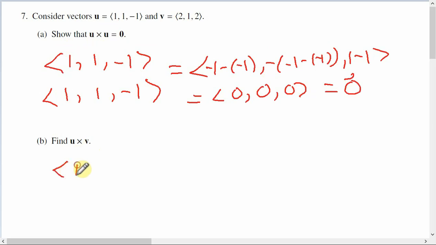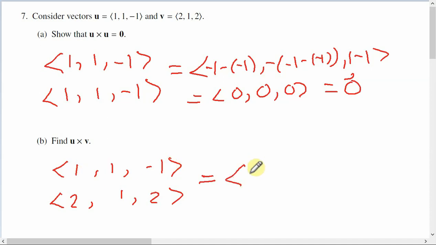Well, do it again. 1, 1, minus 1. This time we got 2, 1, 2. And it is important that you write the u on the top, v on the bottom, otherwise you get the wrong sign. But if I take this cross product, covering up the first two, I get 2 minus a minus 1. That's going to be 3. Covering up the middle, I get 2 minus a negative 2, so that's actually 2 plus 2, but remember the middle one's negative. Then covering up the last two, I get 1 minus 2, that's negative 1.